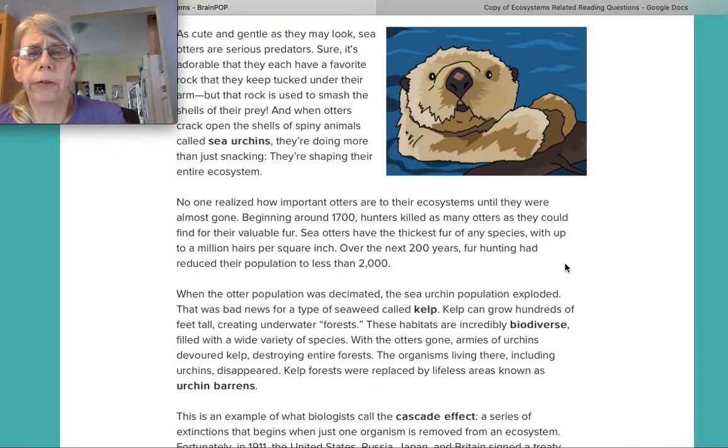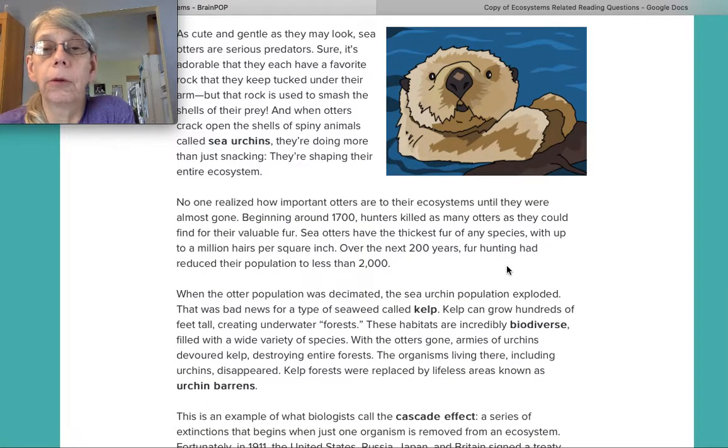So, the sea otters need protection from that cold because they're mammals. They have fur, they're warm-blooded, just like us. So, they have what was considered to be valuable fur. Sea otters have the thickest fur of any species, with up to 1 million hairs per square inch.